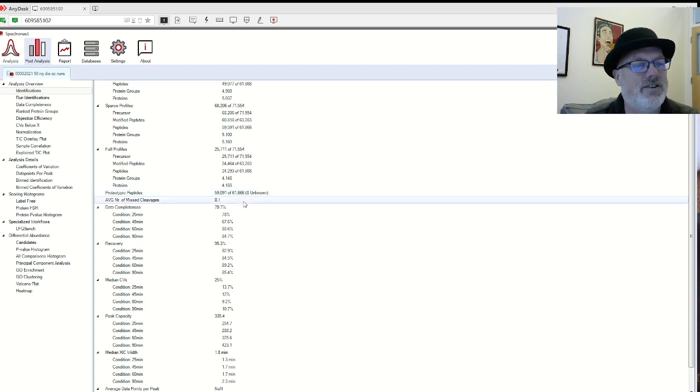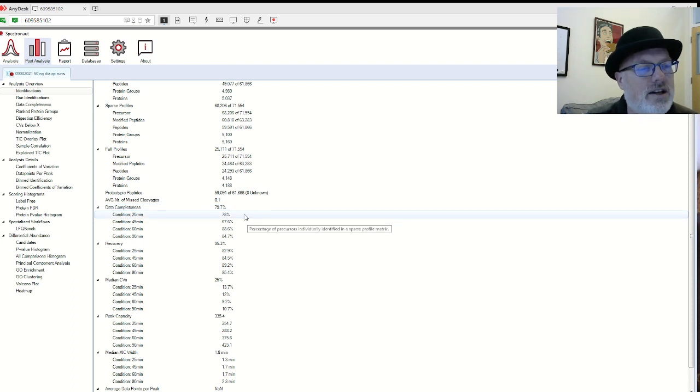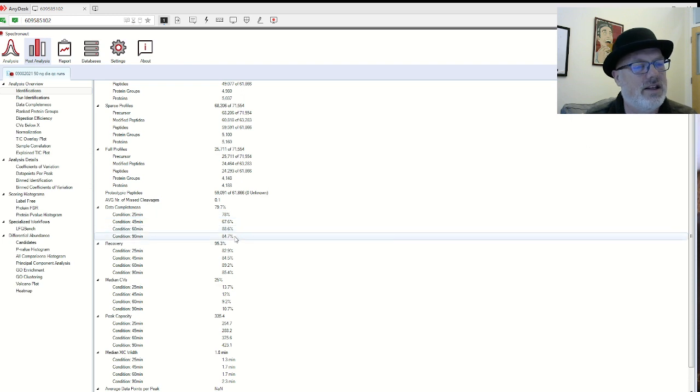Okay, average number of miscleavages, 10%. That's pretty good. Data completeness. That's a good question. Let's see what this says. The percentage of precursors individually identified in a sparse profile matrix. Oh, that's interesting. Okay. So you can see how this goes up from 25 to 90 minutes. So might be a good example of why to use a longer runtime.